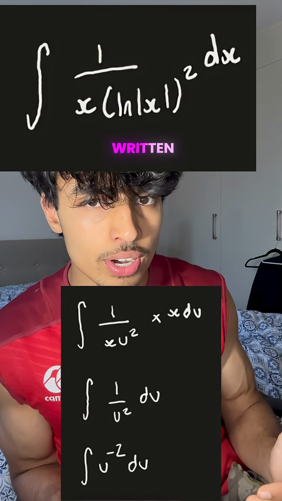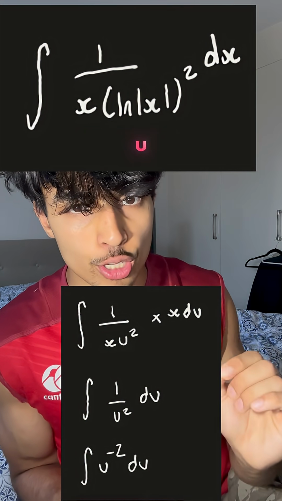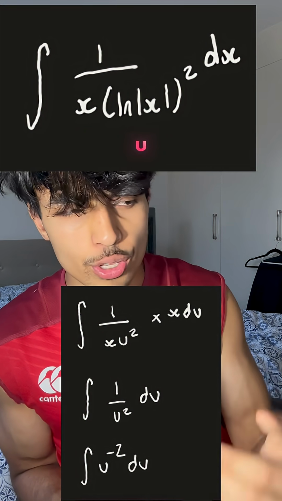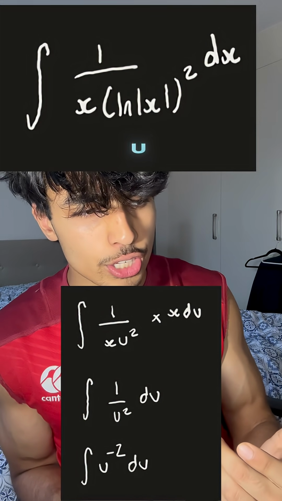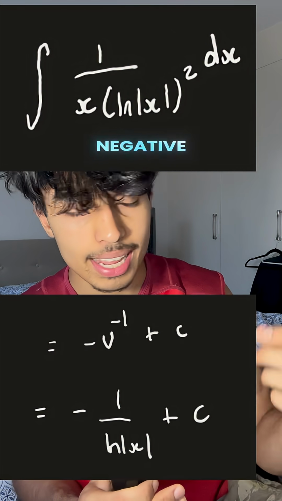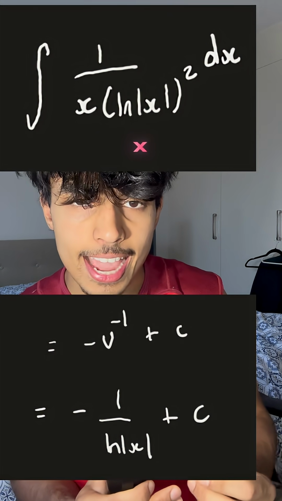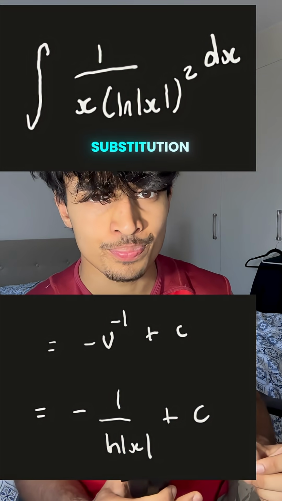Not everything needs to be written in the form of u, because other terms can cancel out after you've differentiated the u term. Then you can write it as the integral of 1 over u squared du. That's just the integral of u to the negative 2 du, which is equal to negative u to the negative 1 plus c. And we sub in u as ln x, so we get negative 1 over ln x plus c. And that, ladies and gentlemen, is how you do integration by substitution.